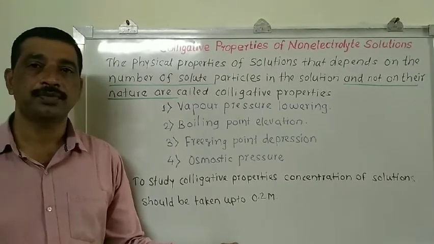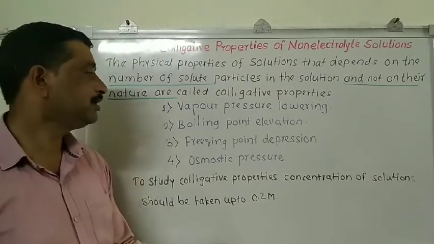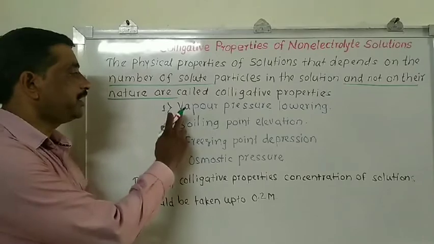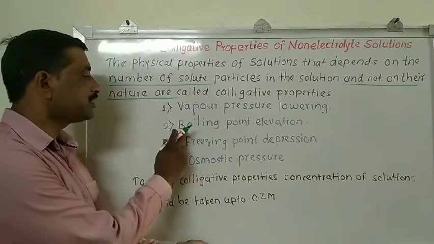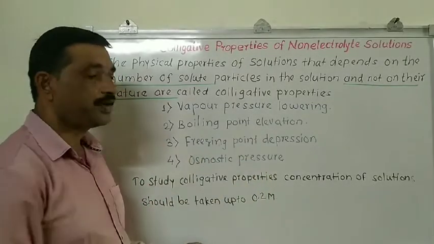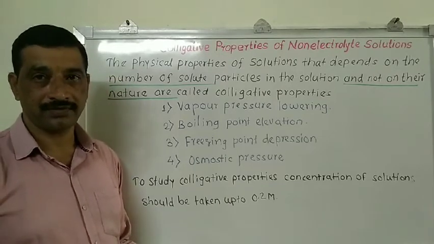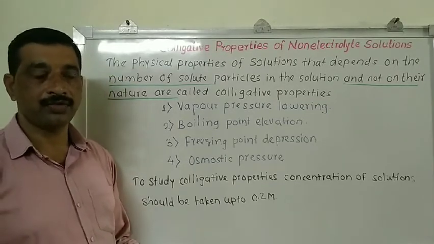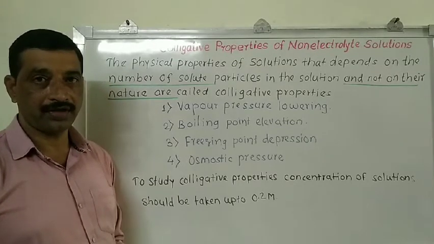So there are 4 colligative properties we have to study in this topic. The first colligative property is vapor pressure lowering. The second one is boiling point elevation. The third one is freezing point depression, and the fourth one is osmotic pressure. In this topic we are going to study these 4 colligative properties in detail.